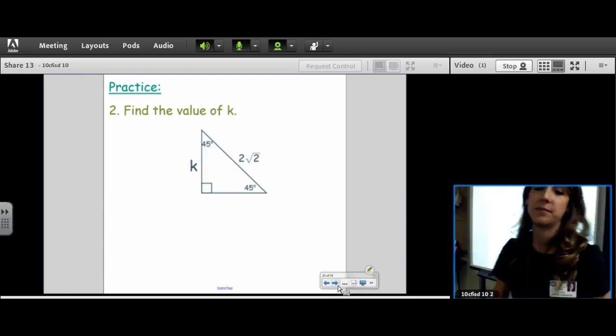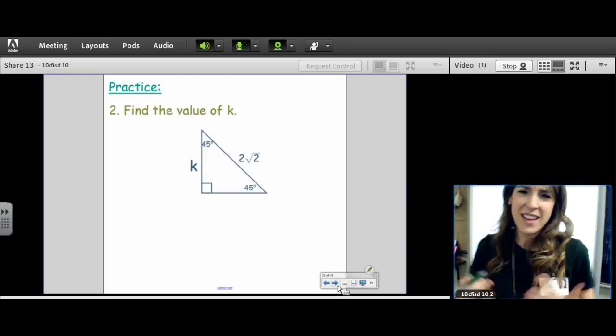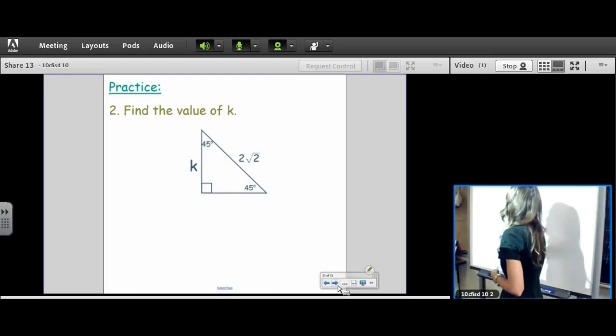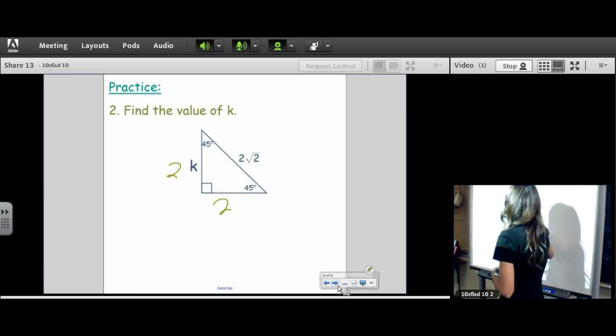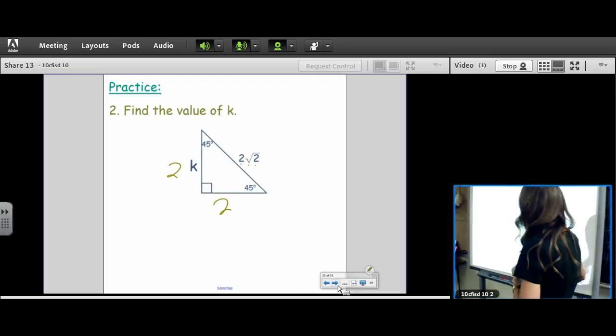Next one. Something, something, 2 root 2. Yeah, it's just the coefficient of root 2. 2, 2, 2 root 2. We're solving problems so quickly now.